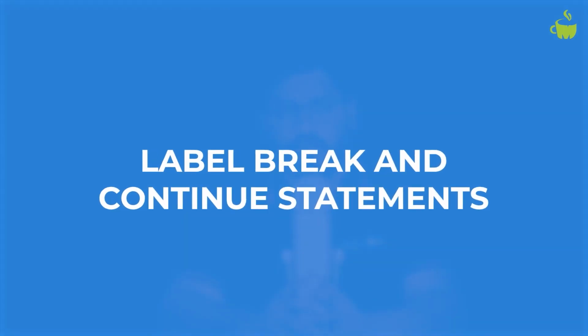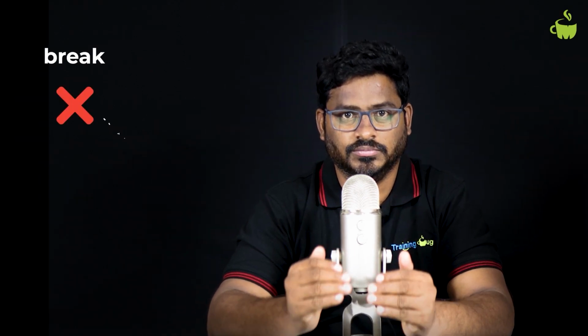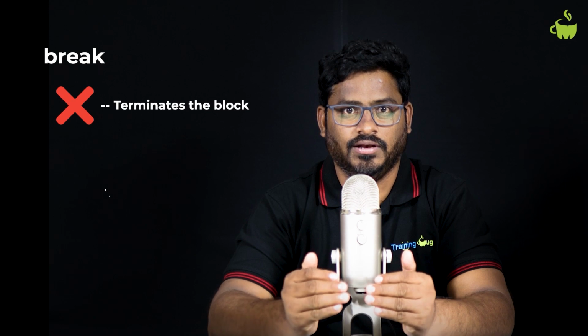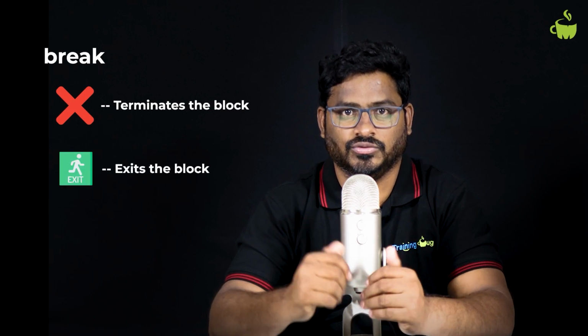In this session, we'll try to understand what labeled break and continue statements are. We have already seen one statement called break in the switch statement, right? What is break used to do? Break is used to terminate the block, and then we exit that block to continue the execution. So break can be used along with switch and also in loops.